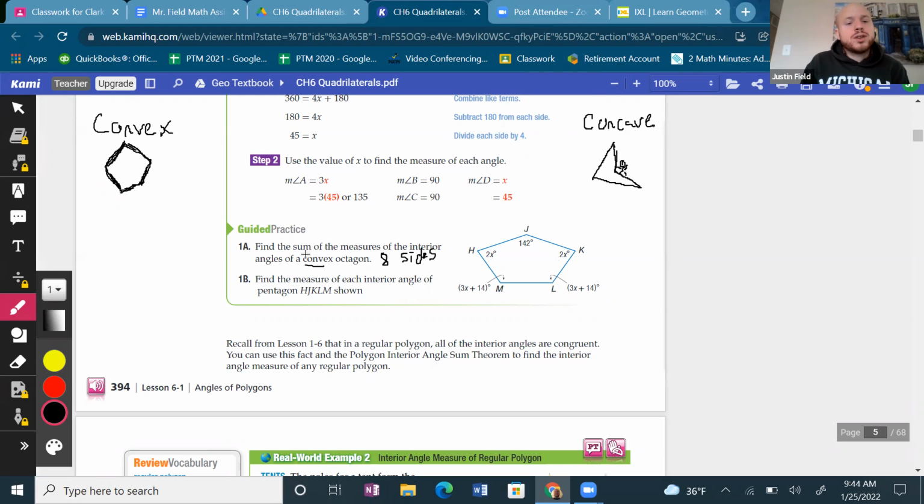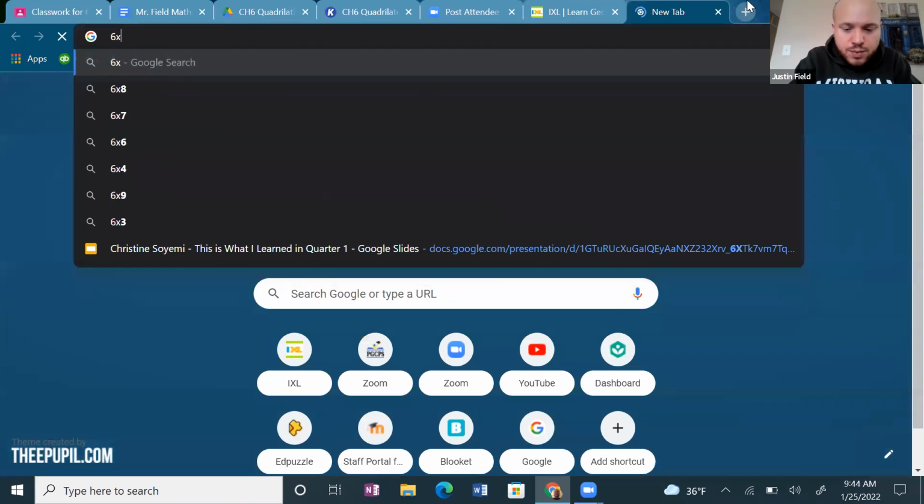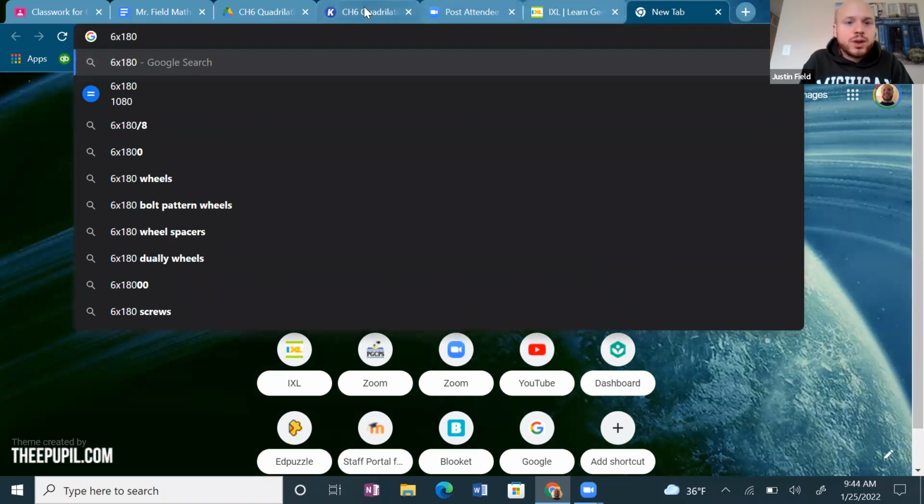Okay, so if we have 8 sides, that means n equals 8. So 8 minus 2. I'm going to try to speed this up a little bit. So 6 times 180. What is 6 times 180? 6 times 180 is 1080. There we go.